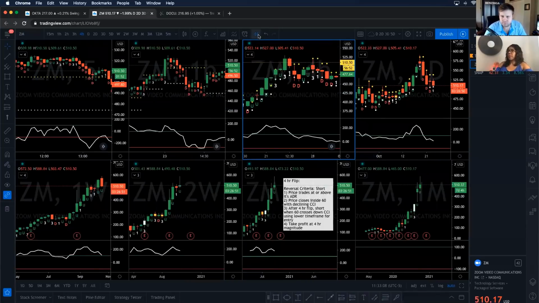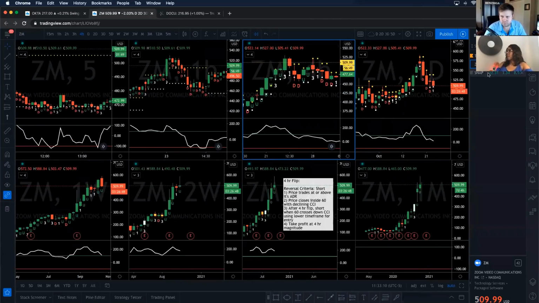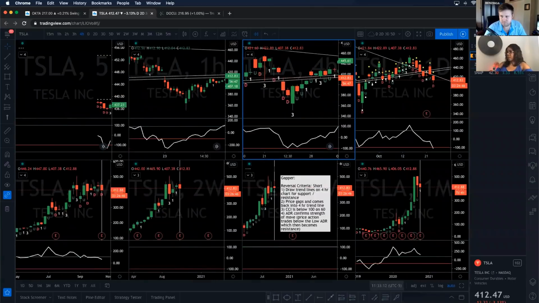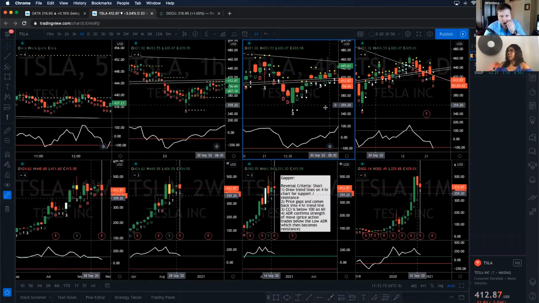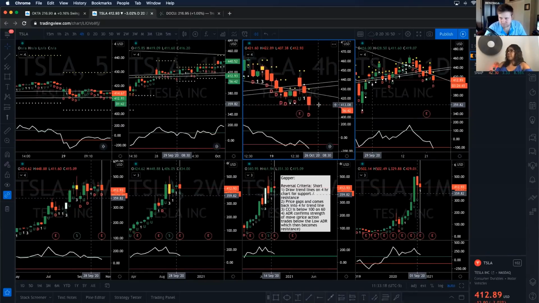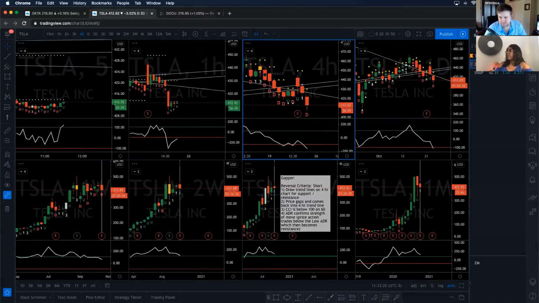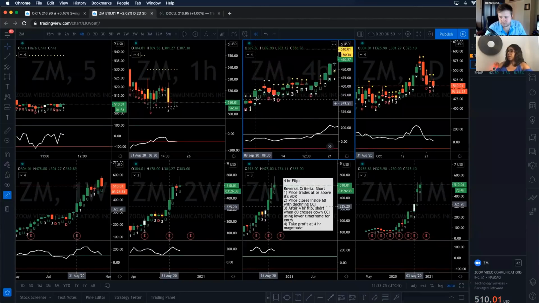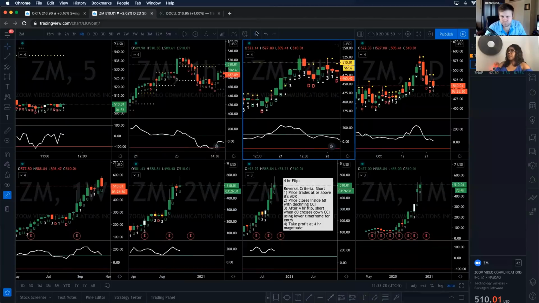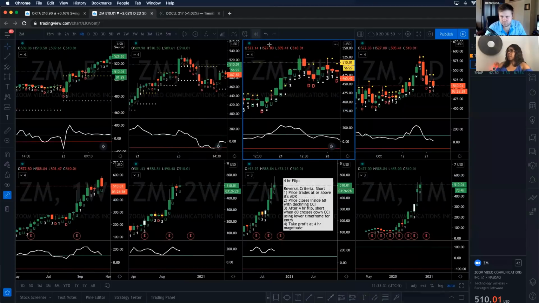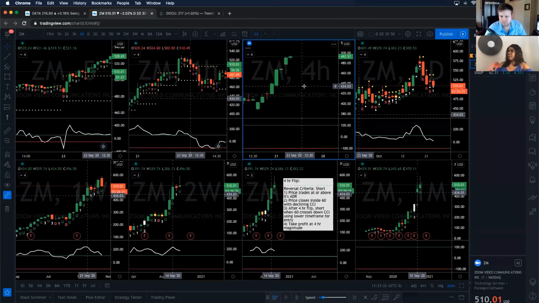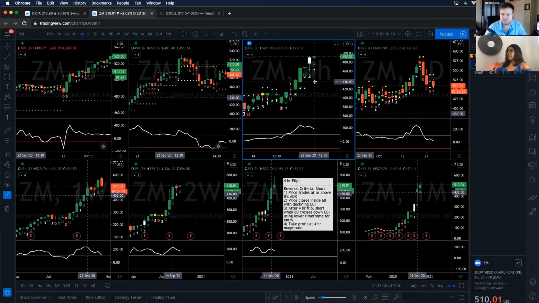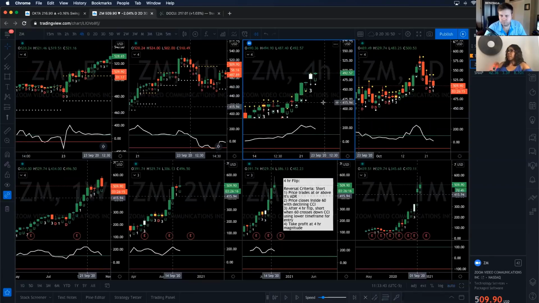Let me do the replay again. So let's replay here. Okay, good. All right, let me draw the replay on here. Okay, so this is what I see the morning of September 23rd. This is a 3-2 up on Zoom. This is my 4-hour candle.